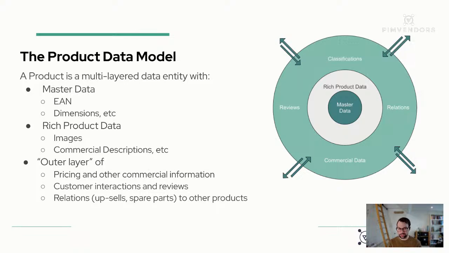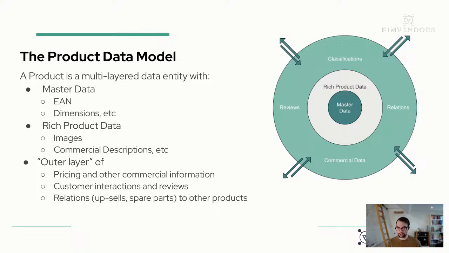But first, that product data model, the product really. What is the product data model? And we define it as a multi-layered data entity. What does that mean? There's a core, the master data, that contains the product number, the EAN or GTIN. It contains basic product data like dimensions, weights, stuff like that.